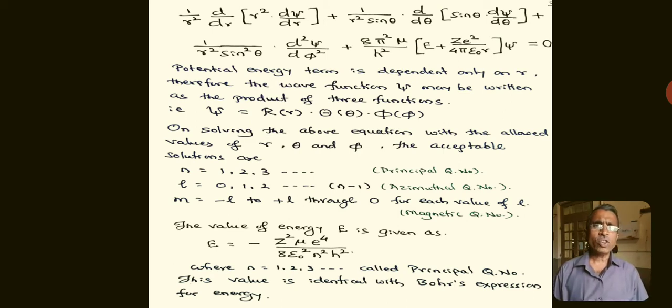The value of energy E is given as E is equal to minus Z squared mu e raised to 4 upon 8 epsilon naught squared n squared h squared. This is nothing but the energy of an electron given by Bohr, where n is equal to 1, 2, 3 and so on, called the principal quantum number. This value is identical with Bohr's expression for energy.